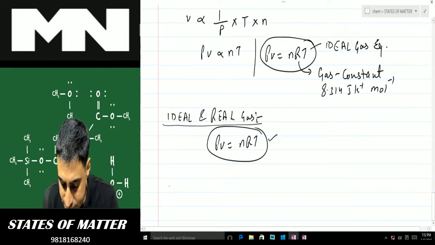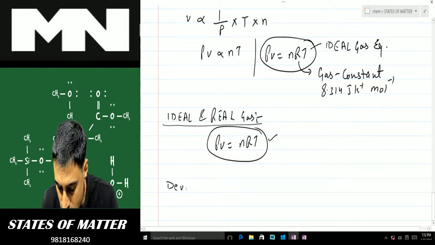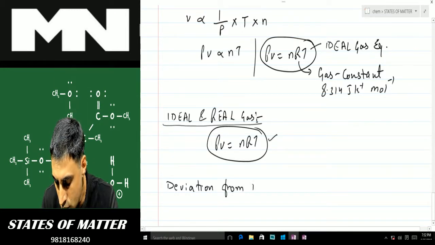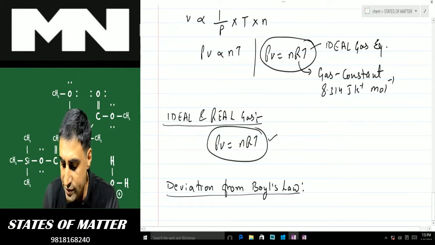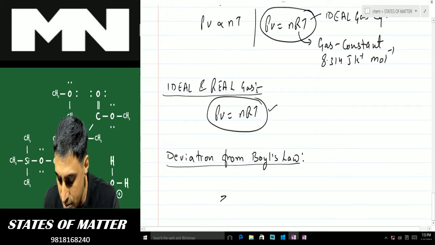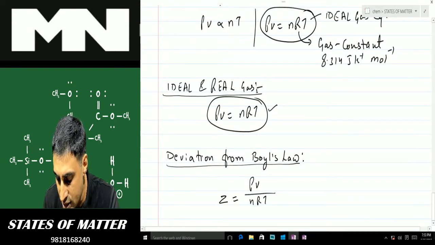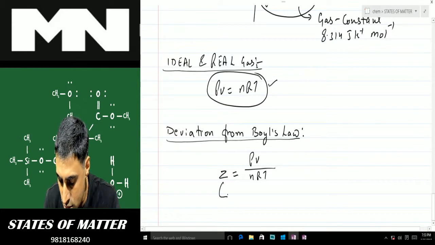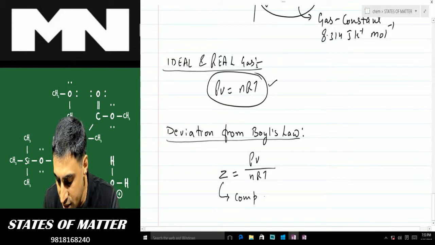So today we'll see deviation from Boyle's law. Deviation from Boyle's law. Well, Boyle's introduced a factor that is represented by Z, and it is always equal to the ratio of PV to nRT, and it is known as the compressibility factor.